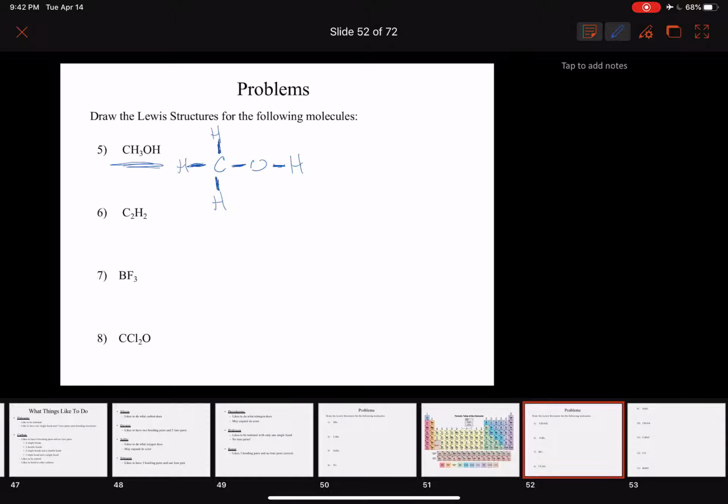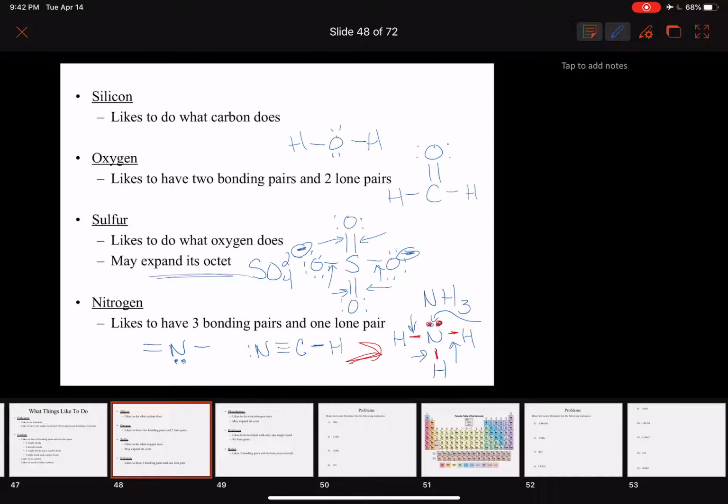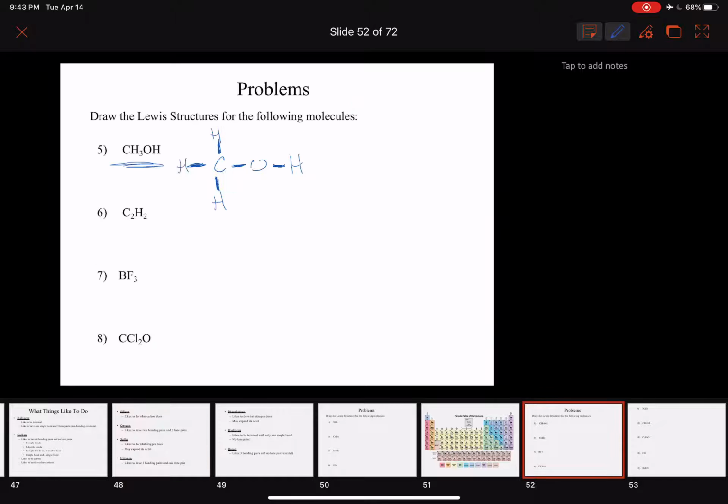Now think back to what oxygens like to do. Oxygens like to have 2 bonding pairs and 2 lone pairs. And there's a couple of different ways they can do that. One is with 2 single bonds and 2 lone pairs, and the other way is with a double bond and 2 lone pairs. Now we already know in the structure that we're doing that the oxygen has 2 single bonds. So it doesn't have the double bond example. So what we probably need is what? You're right, 2 lone pairs. Okay, so now oxygen has an octet.